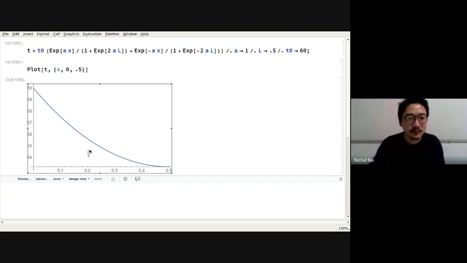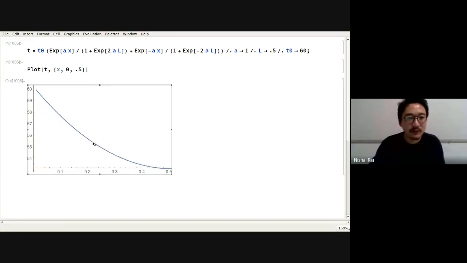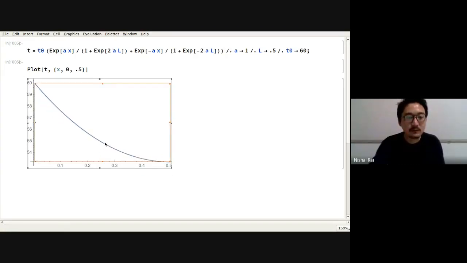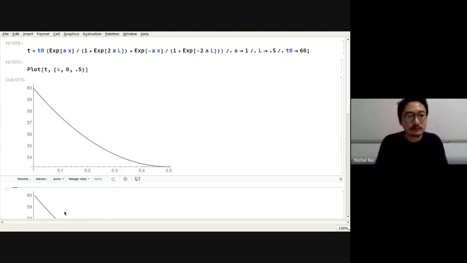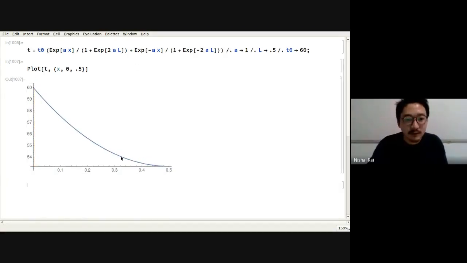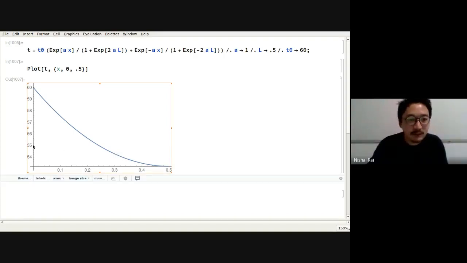And if you touch over here, it will be around what? This was exactly over here. Temperature was around 54. Clear? And the end of the bar will be at temperature what? Roughly 53 degrees Celsius. So this is how your temperature changes.